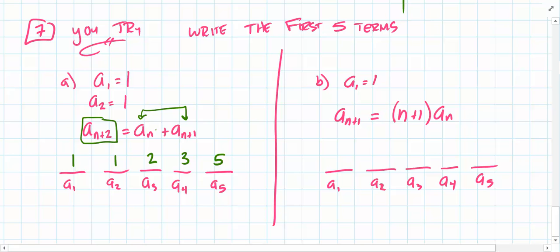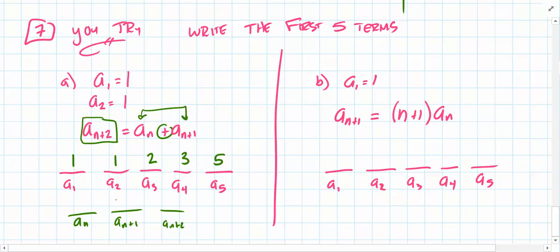So if you think about it, this is A sub n, right? What's the next term? A sub n plus 1. What's the next term? A sub n plus 2. It says that that term is equal to the sum of the previous two terms. That's what that means right there.